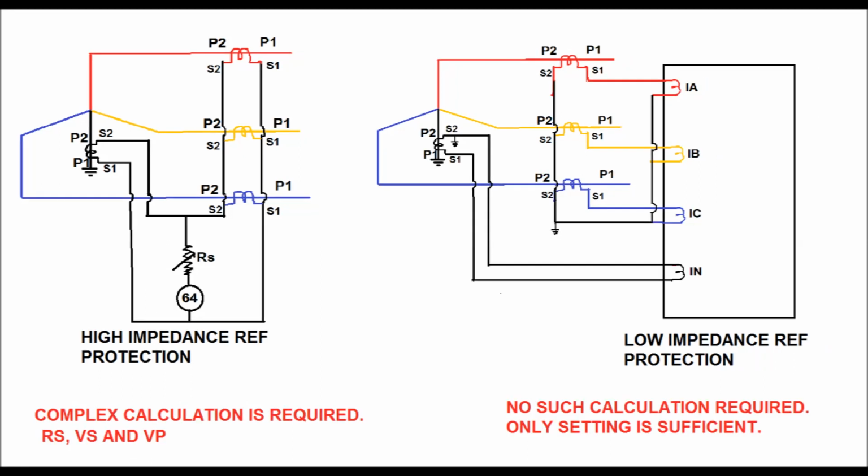So in case of high impedance REF protection relay, there is a calculation required. One is the stabilizing voltage, another is RS, that is the high impedance which is connected in series with the REF protection relay. Again a calculation for VP. Again we have to match the VK with the stabilizing voltage, that is VK must be greater than or equal to 2 times VS. But in case of low impedance REF protection relay, no such complex calculation is required. Only setting is sufficient to provide the protection.